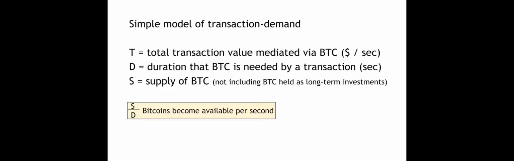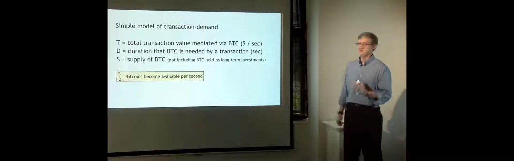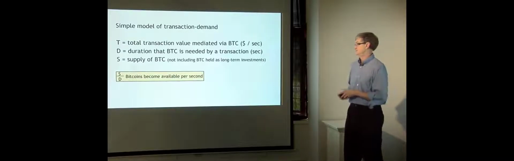Okay, and now we can do some calculations. The first thing we'll calculate is how many Bitcoins become available in order to service transactions per second. Well, there are S Bitcoins in total that are used, and because they're taken out of circulation for a time of D seconds, every second about a 1/D fraction of those Bitcoins will become newly available because they'll emerge from that out-of-circulation state. And so on average, S/D Bitcoins will become available for mediating transactions every second.